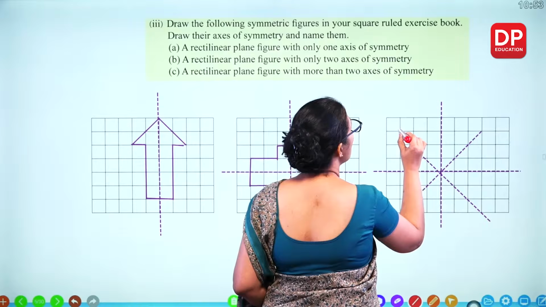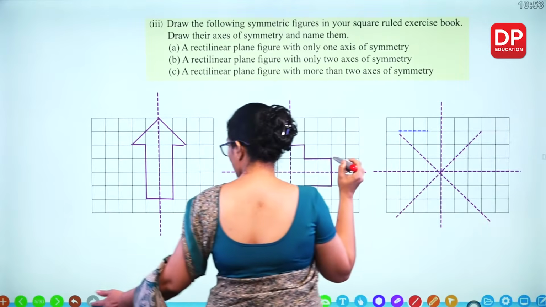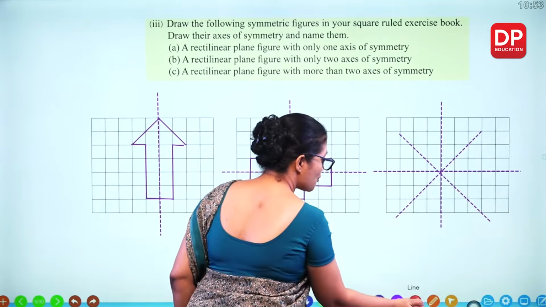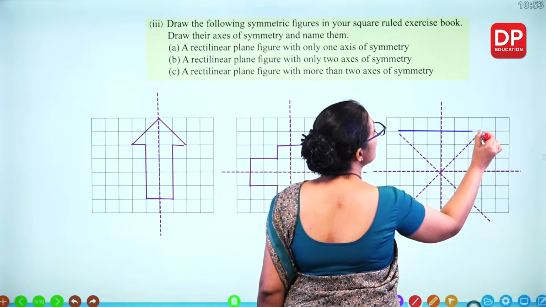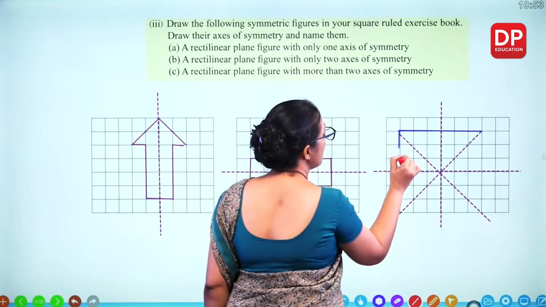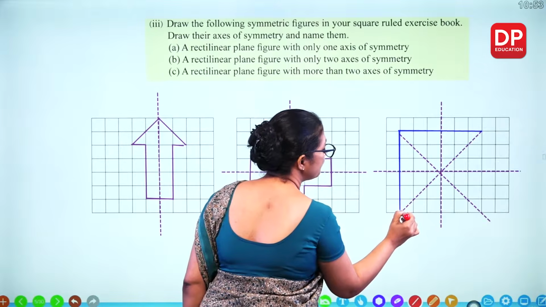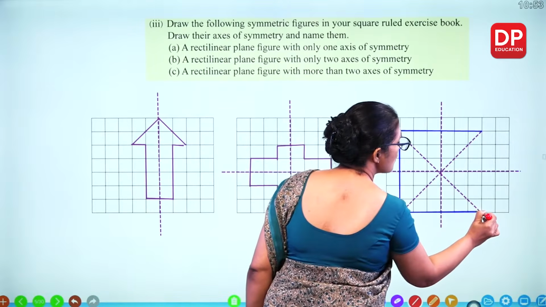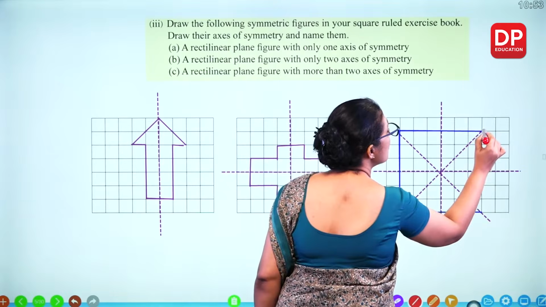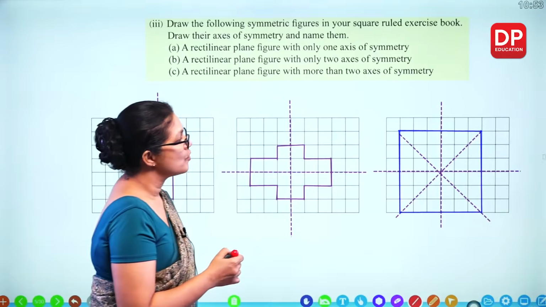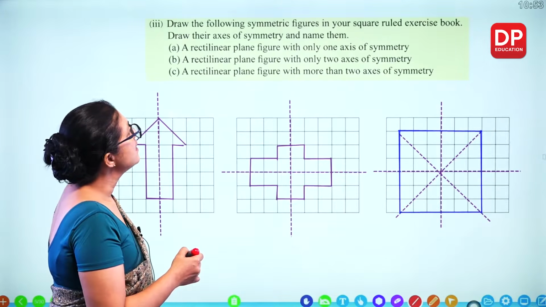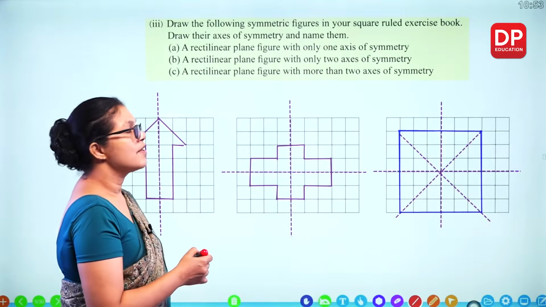So I'll draw 1. I'll draw the square now. 1, 2, 3, 1, 2, 3 here. 1, 2, 3, 1, 2, 3. So all sides are equal. A square. So more than 2 axes of symmetry.